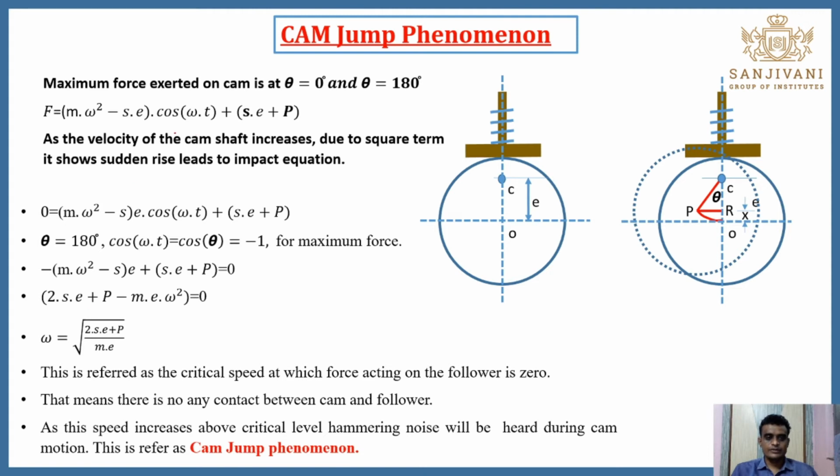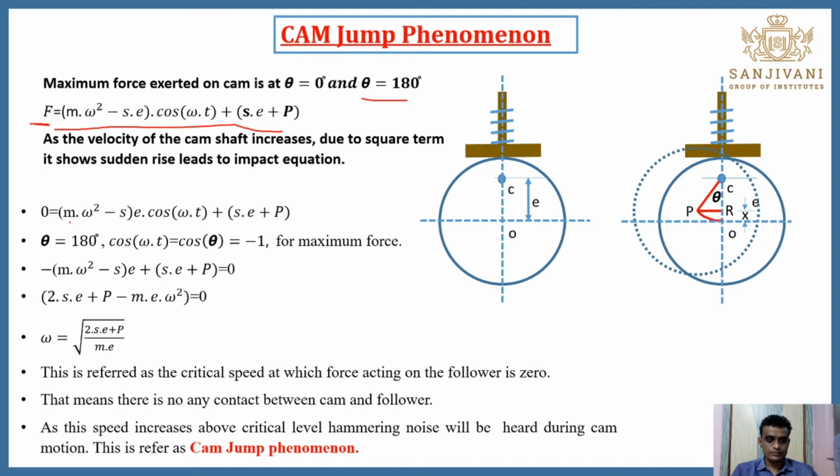Okay, now if you consider this equation, putting in the value of theta to find the maximum force acting on the follower, we get the maximum value when theta is equal to 0 or 180 degrees, because of cos of theta being 1. That means when theta is equal to 0 and theta is equal to 180 degrees, we find the maximum force exerted by the cam on the follower for the particular rotation of the cam.